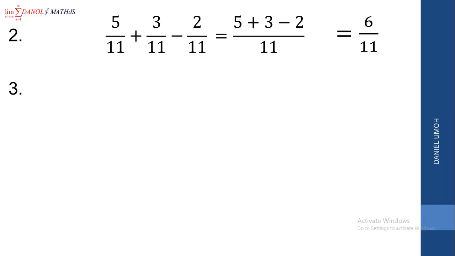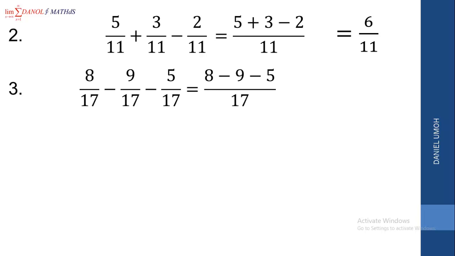Okay. Example 3 says 8/17 minus 9/17 minus 5/17. Of course, you can see that all these fractions have the same denominator, right? So this will be equals to 8 minus 9 minus 5 all over 17, the common denominator. So 8 minus 9 gives us minus 1. Then we now have minus 1 minus 5 all over 17. So minus 1 minus 5 gives us minus 6 all over 17. And that is the answer. I hope you understand what we just explained.